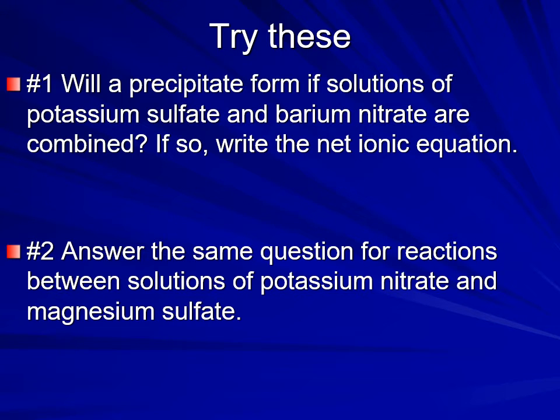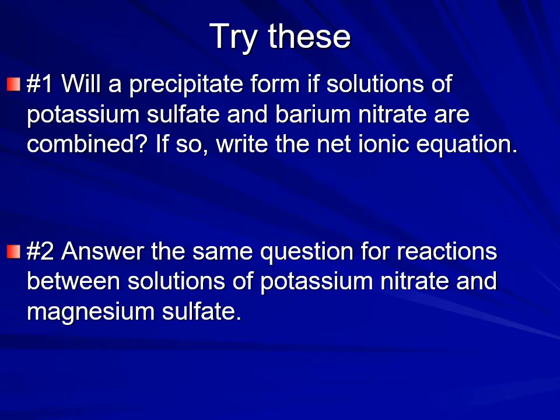Okay, so we should have tried these in class. We might have gotten this far. We may have gotten farther. So what do we have? Will a precipitate form of solutions of potassium sulfate, barium nitrate? Will it form if they combine? And if so, then please write a net ionic equation. Also, it's the same question for a reaction of 2 different reactants down below, potassium nitrate and magnesium sulfate.